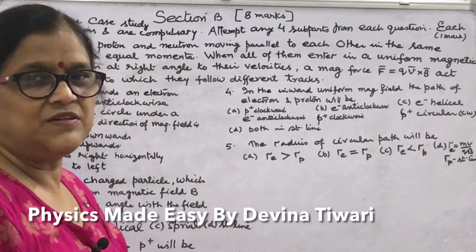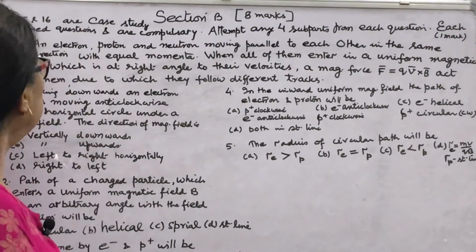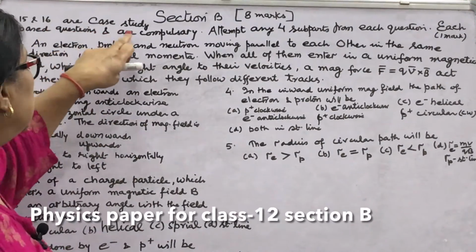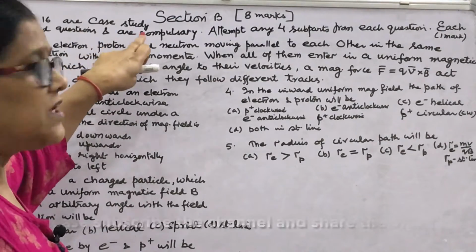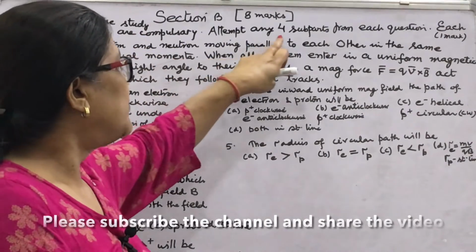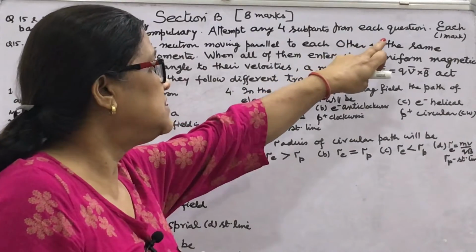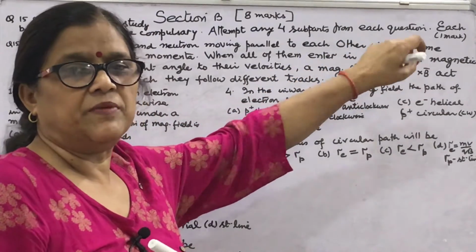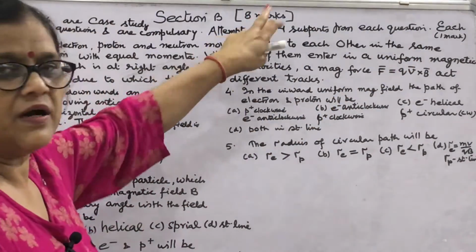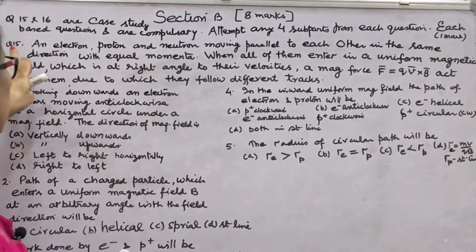Let us see section B. Questions 15 and 16 are case study based questions and are compulsory. Attempt any 4 sub parts from each question. Each part is of 1 mark. So 2 questions, 8 marks. Look at question number 15.